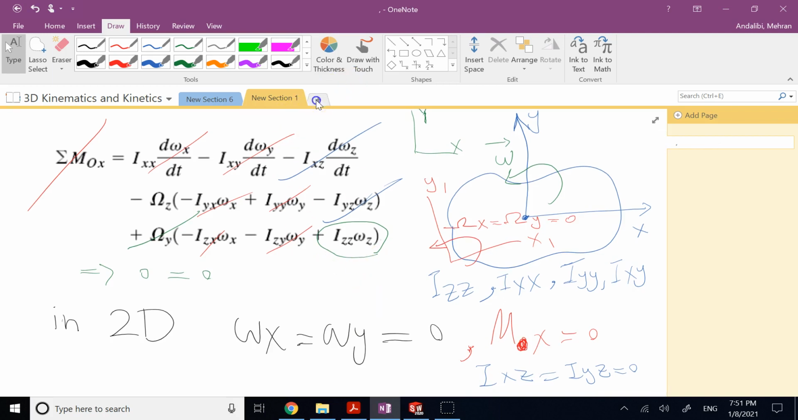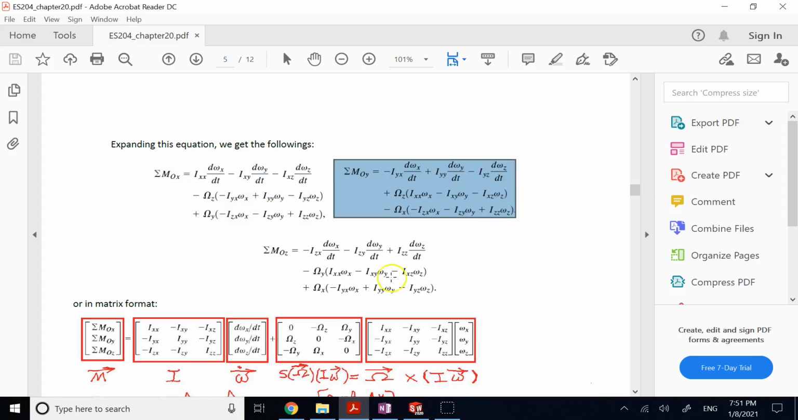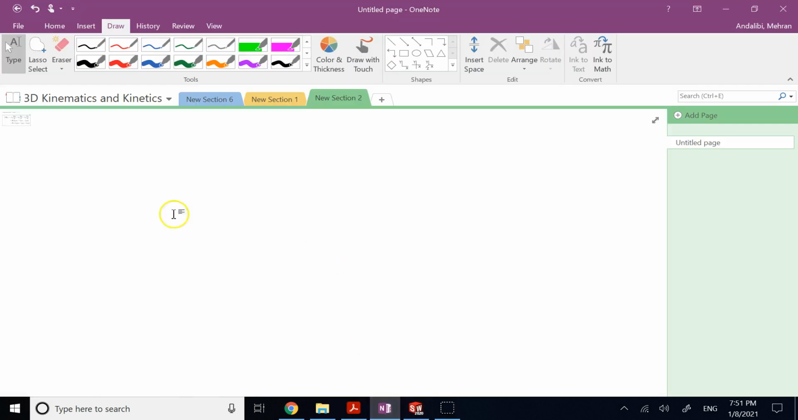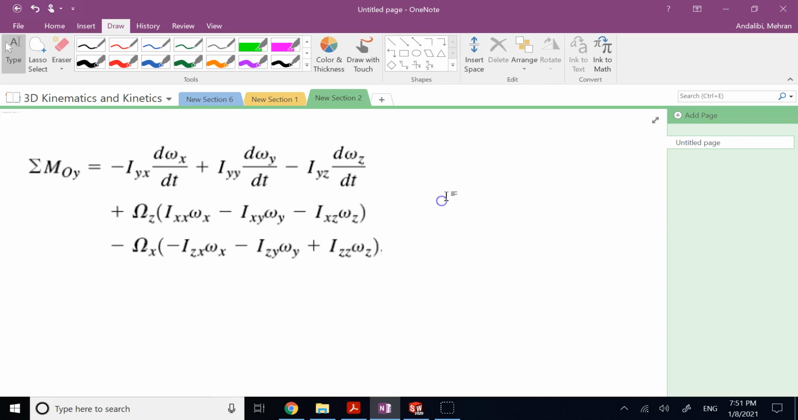Now, what about the y equation? Let's look at the y equation. What do we have that is 0 in the y equation? As I said, omega x is 0. It doesn't exist, so this whole thing can go away. Then we don't have omega x and omega y and their time derivatives, so they're all 0. And Ixz and Iyz are 0. And then Moy was 0. So again, 0 equals 0. Nothing.